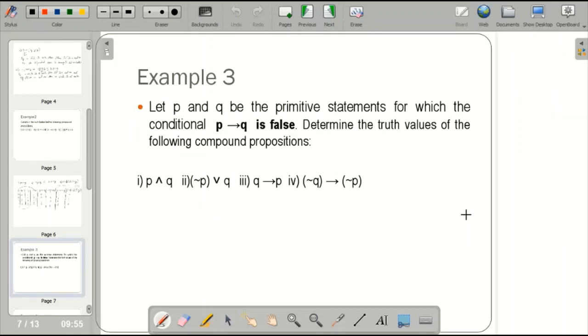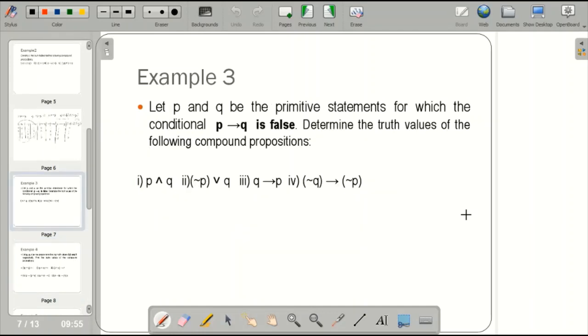Example 3. Let P and Q be the primitive statements for which the conditional P conditional Q is false. What does it mean? P conditional Q is false means the value of P is 1, the value of Q is 0. So 1 conditional 0 always gives you false. So you know the value of P and Q. P is 1, Q is 0. Remember it. Now they have told to determine the truth value of the following expression.